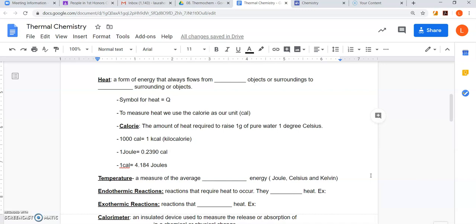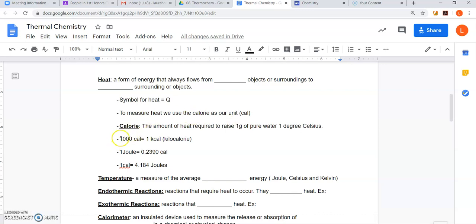That more could be electrons, it could be heat in this example. But that rule doesn't change no matter what you're talking about. Your energy is going to go from high to low. So the symbol for heat, not energy, is Q, and we measure it in calories. A calorie is the amount of heat required to raise 1 gram of pure water. So we're not talking about water out of your faucet. That's not pure water. So 1 gram of pure water by 1 degree Celsius. Please don't use Fahrenheit. We have to use Celsius.